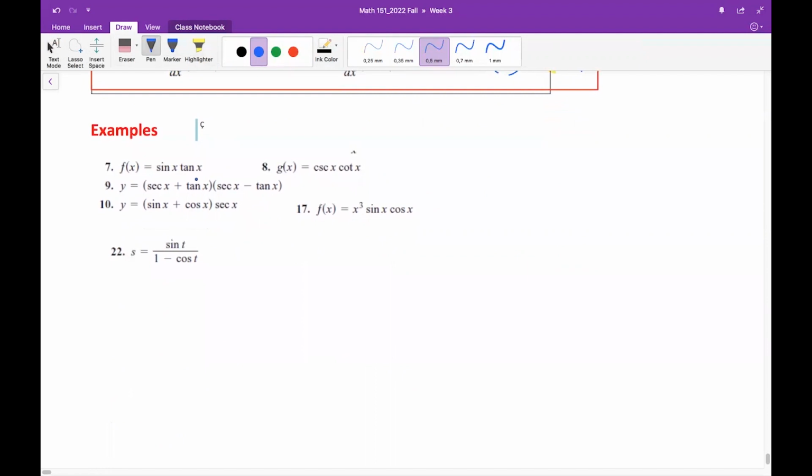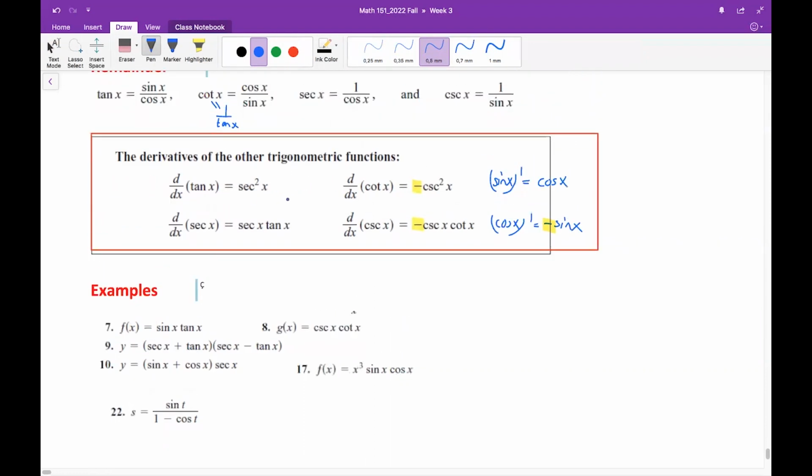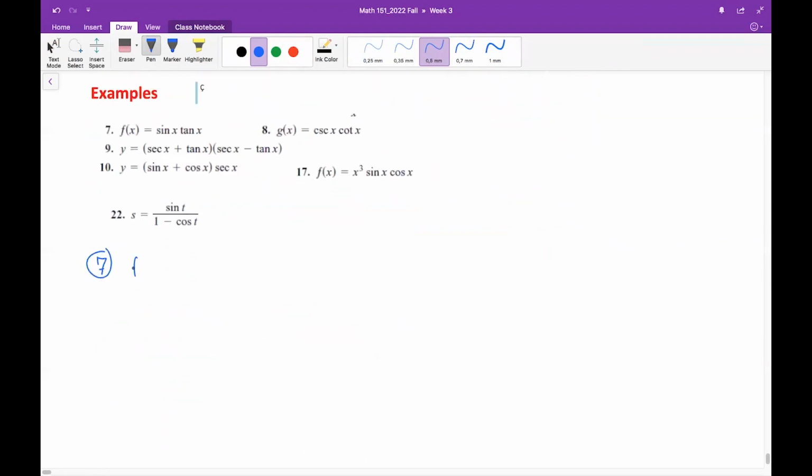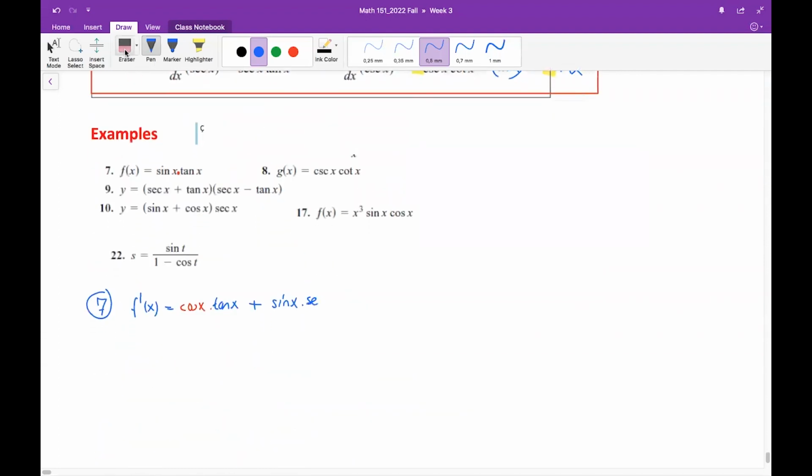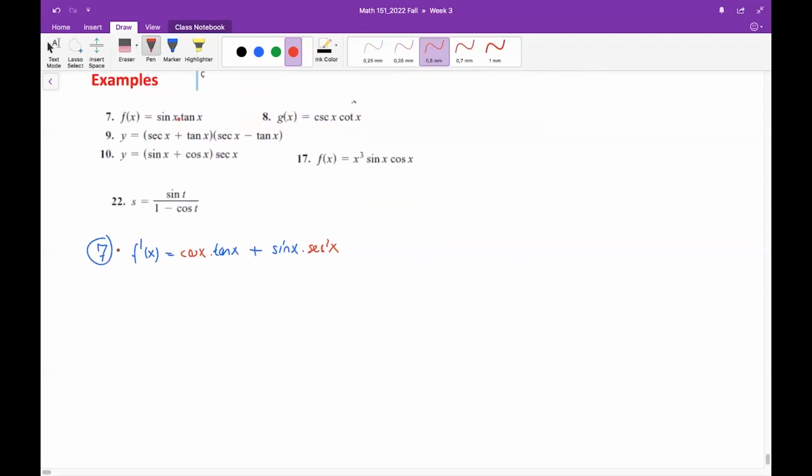You see several examples here. And let's solve the 7th one, for example. F prime x. F is a product, so you need to apply the product rule here. The derivative of sine is cosine x times the second function itself, plus the first function stays the same. You need to put here the derivative of the tangent x, which is secant square x, okay? Okay, this gives you the first derivative function for f.